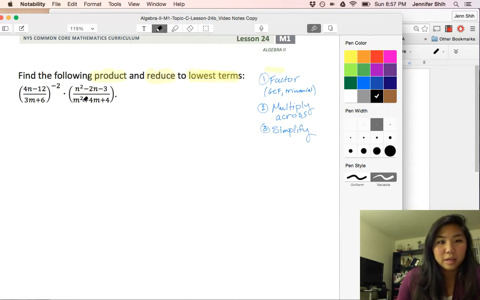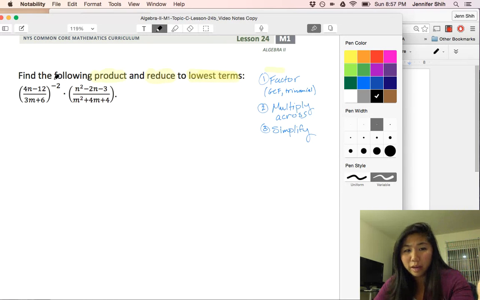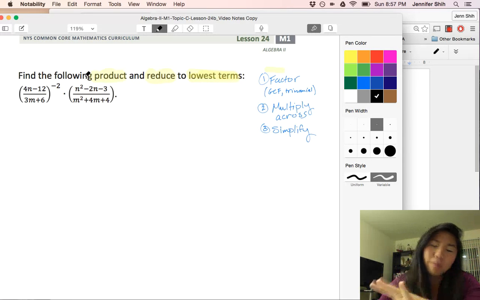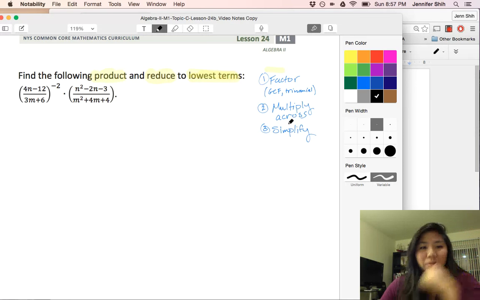I'm looking at this and I'm scanning this, and a lot of things are going on. So I have a 4, and I've got a -2, I have 2 variables, I have an n and an m. So I have a lot of things going on, but I'm going to use my same 3 steps. I'm going to factor, I'm going to multiply across, and I'm going to simplify.